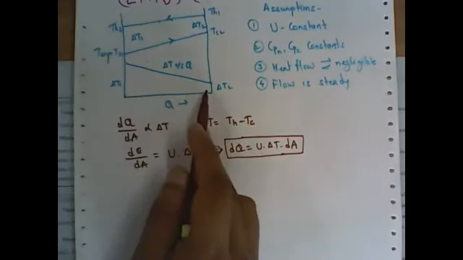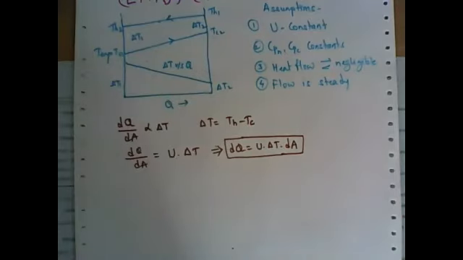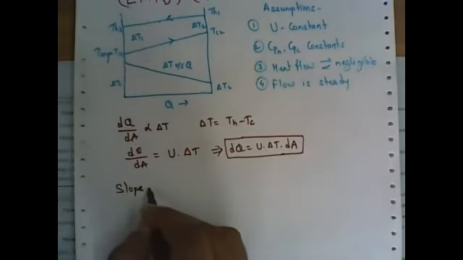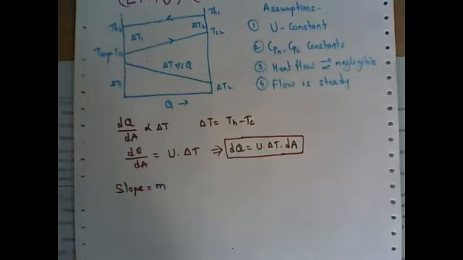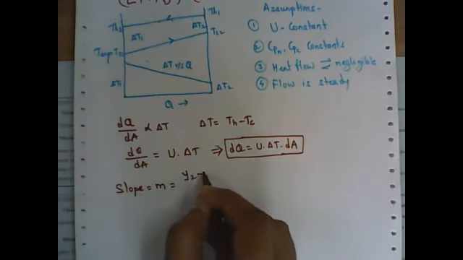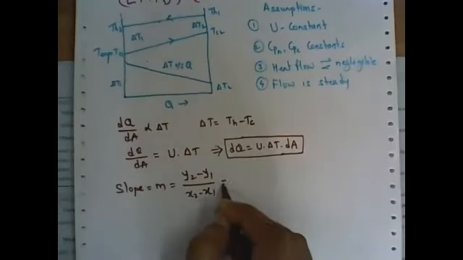In this graph, if you observe delta T versus Q, it is a straight line. So we can use the straight line equation and the slope of the straight line. The slope of this straight line is normally indicated in mathematics by small m, and it is written as y2 minus y1 upon x2 minus x1.